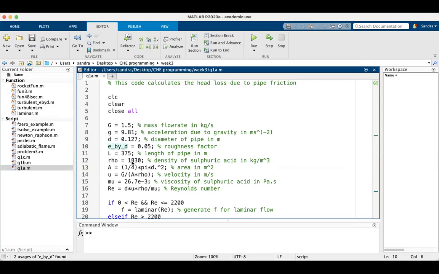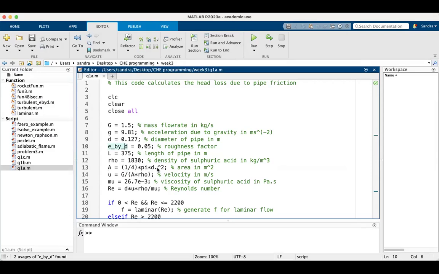So whatever value you take from the literature also has to be in SI units. Next, we need to find u, that is the velocity. As I told you, the mass flow rate was given to you. From the mass flow rate, you can find the velocity. How do you do that? First we have to find the area of cross section. Basically, area of cross section is pi r square. Here what we have is the diameter, so we use pi d square by 4. That is basically the area of cross section.